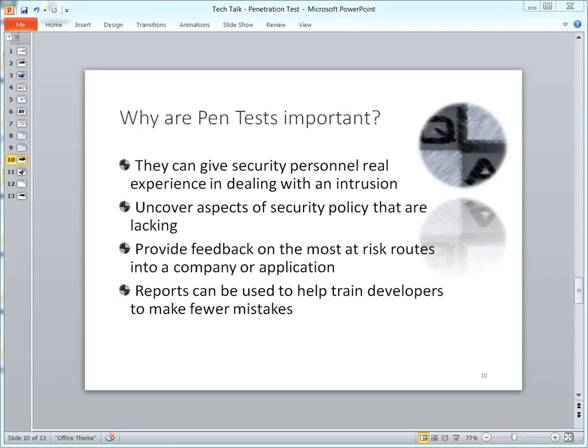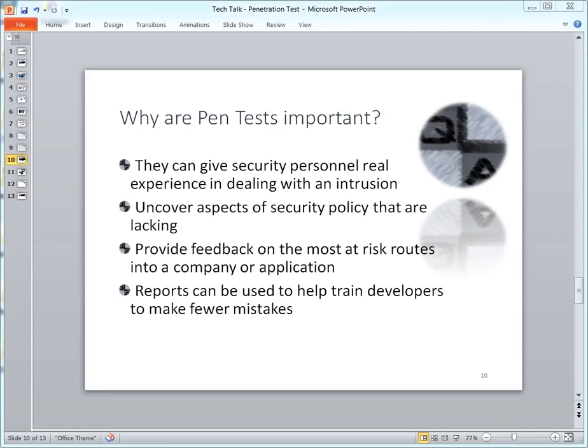Number three, they're important because they provide feedback on the most at-risk routes into a company or application. Penetration testers think outside the box, right? At the end of the day, they are QA folks. They're testers, and they think of ways to get into your system that you wouldn't necessarily be clear on or that are not very obvious. So they run tests just like a tester would run against a product. They consider real-world scenarios, and the reports they generate will give you feedback on prioritizing future security investments. So it's certainly very useful because it tells you where you need the most help and where you don't.